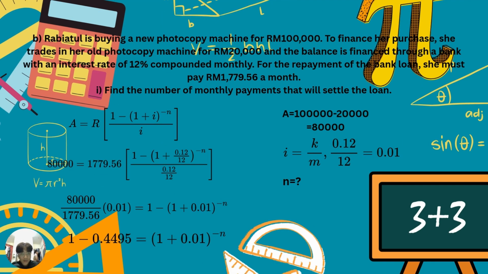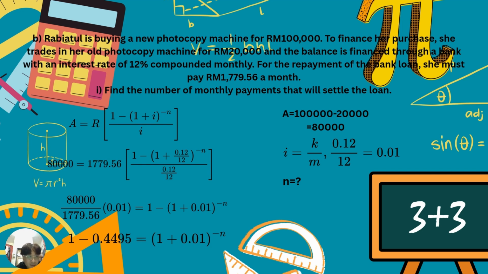So moving to the next question, B1. Binti is buying a new photocopy machine for 100,000 ringgit. To finance the purchase, she trades in her old photocopy machine for 20,000 ringgit, and the balance is financed through a bank with an interest rate of 12% compounded monthly. For the repayment of the bank loan, she must pay 1,779.56 a month. Find the number of monthly payments that will settle the loan.